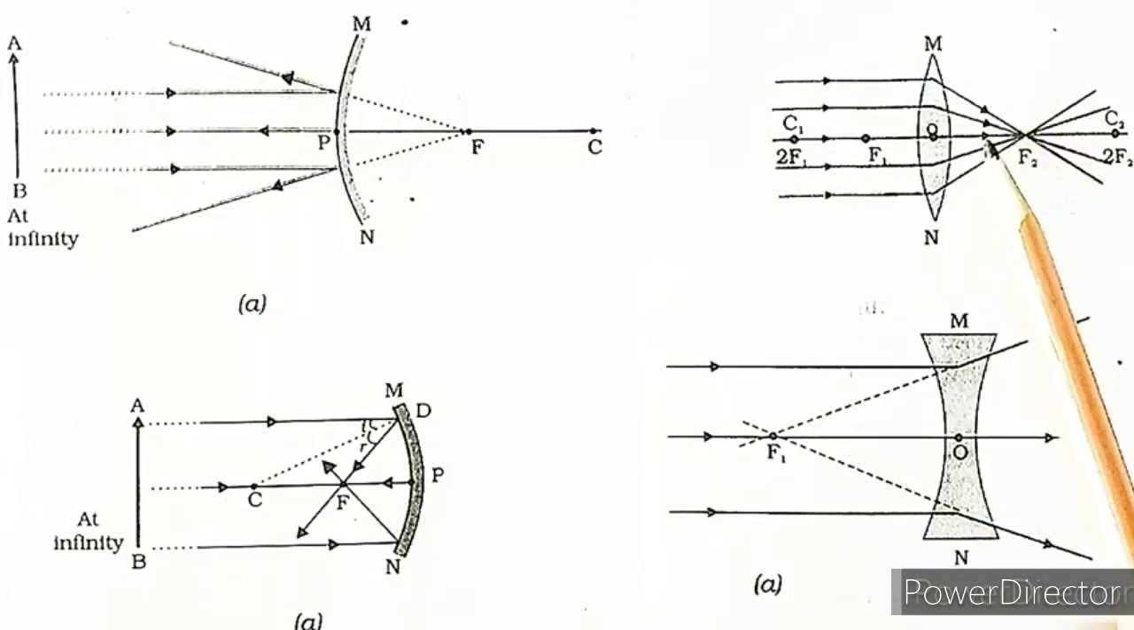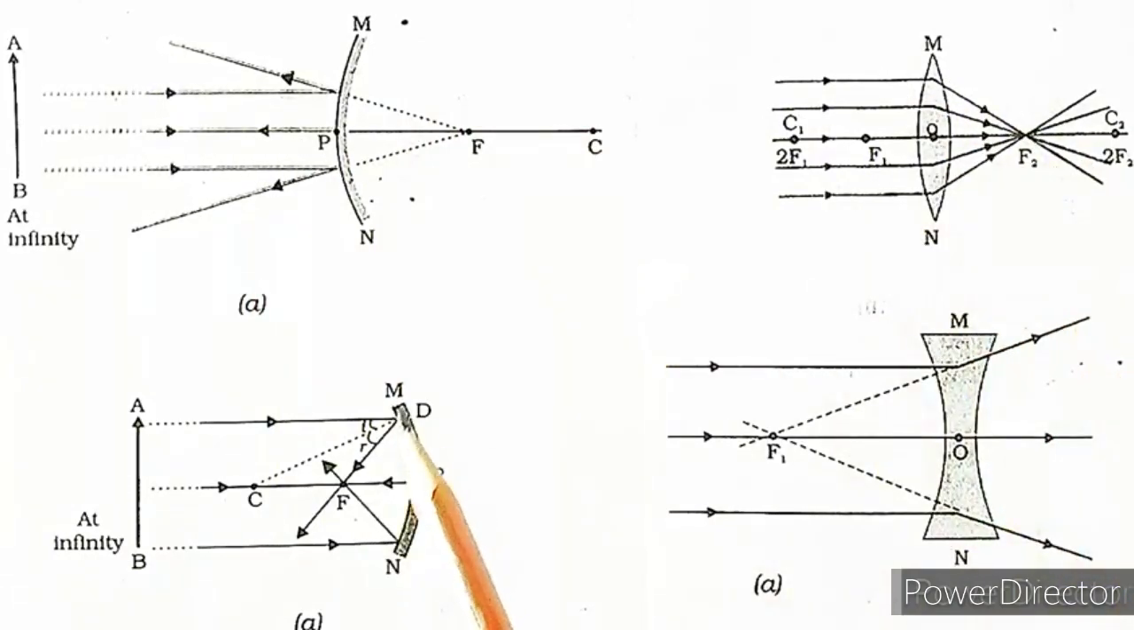They converge. And here, this is a concave mirror. The rays of light, after reflection, they meet at a point. That means they converge. So they are converging mirrors. Whereas if you go for the concave lens, the rays of light, after refraction, emerge out. That is, they are diverging lenses.